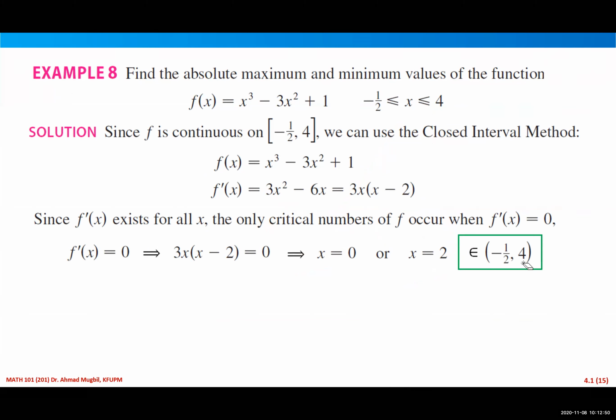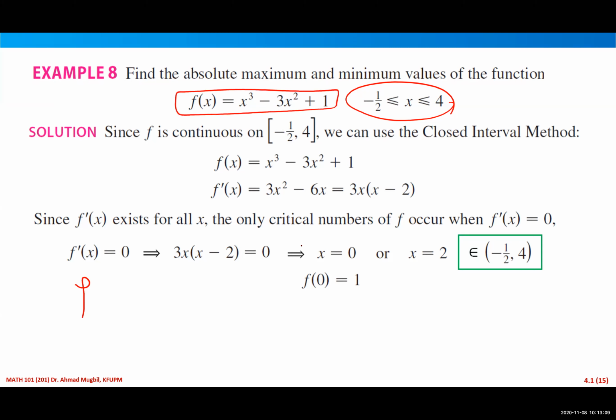We evaluate the function at these numbers. Now what is remaining is to evaluate the function at the end points. First of all, we need to find f at 0. I think this is the next step, yes. Find the value of the function at 0, but go back to the function, not to the derivative. For the derivative, if you plug them in, you will get 0 for sure. Now go to the function, but x equals 0: it will be 0, 0, 1. And for x equals 2, it will be 8 minus 12 plus 1, which is negative 3.